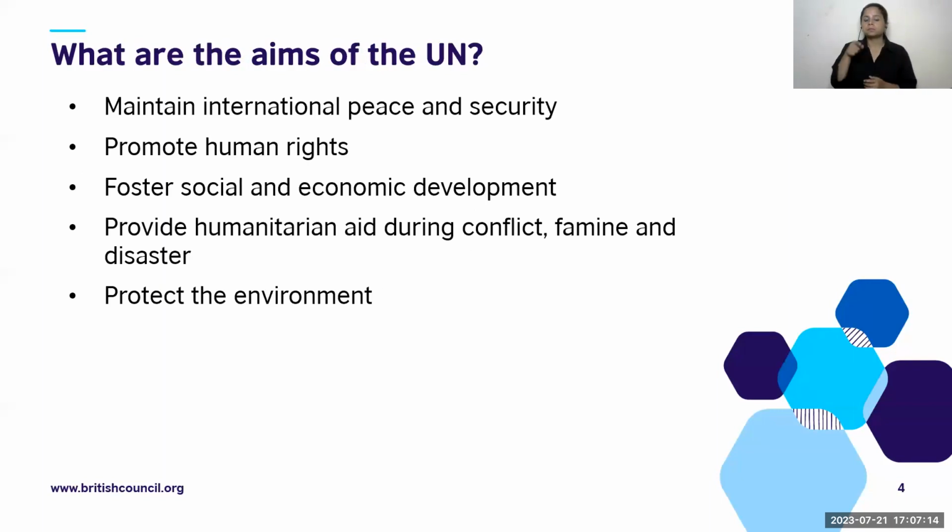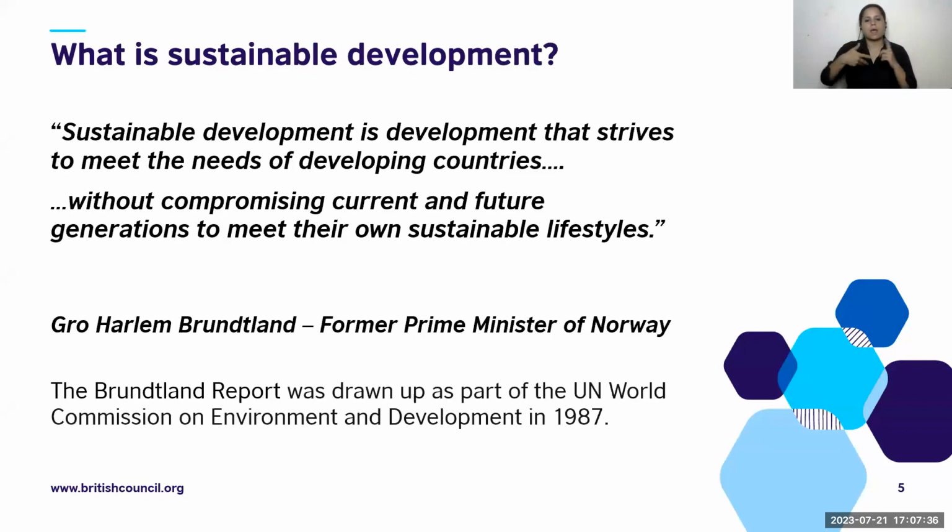What are the aims of the United Nations? Of course, to maintain international peace and security, to promote human rights, foster social and economic development, provide humanitarian aid during conflict, famine, and disaster, and finally, last but not the least, protecting the environment. On the slide, you can see the definition of what sustainable development means. In a nutshell, it means that we're ensuring the health and safety of future generations without overexploiting current resources.